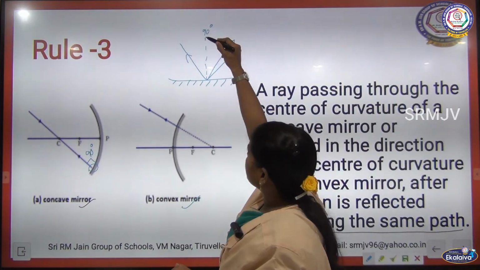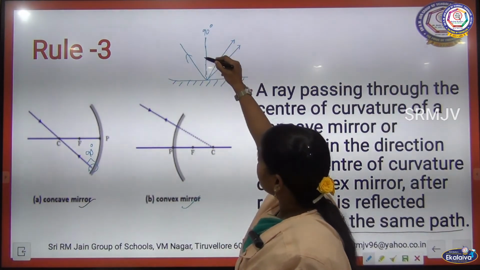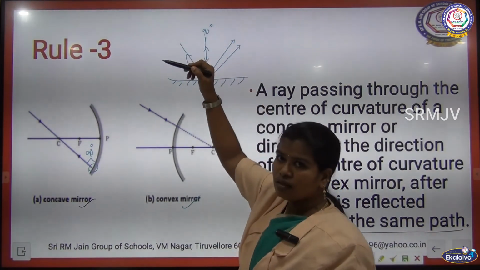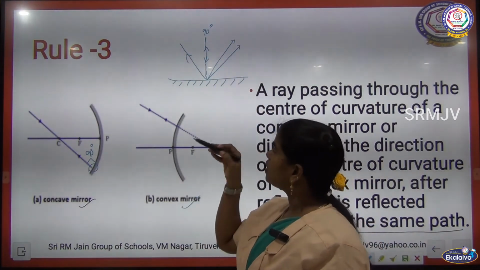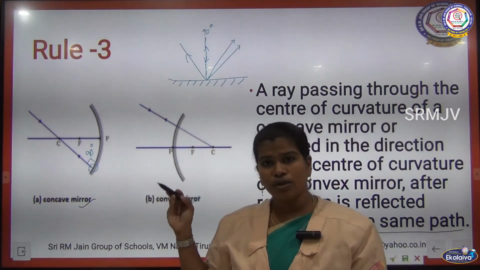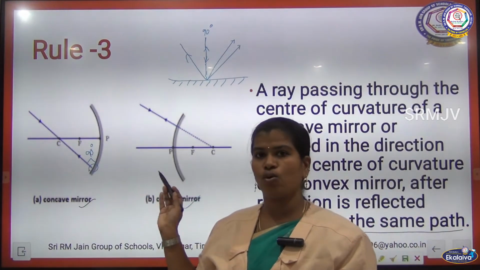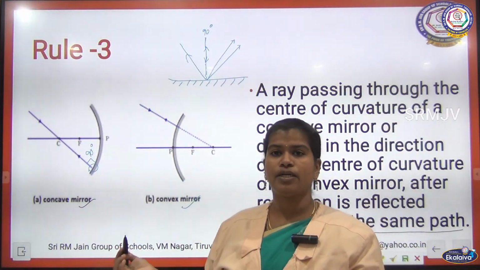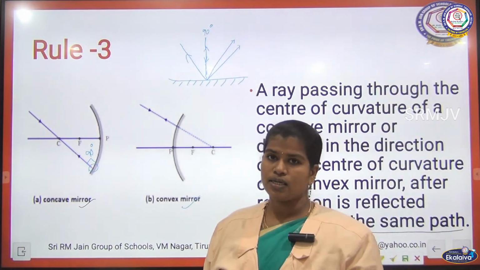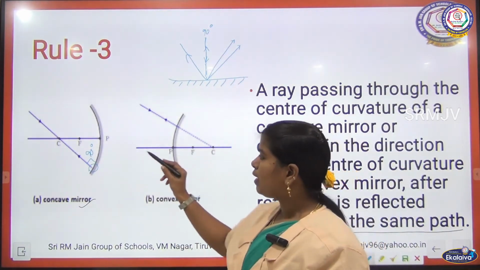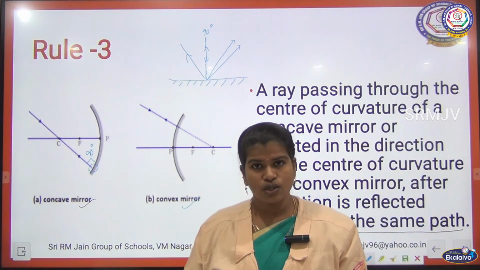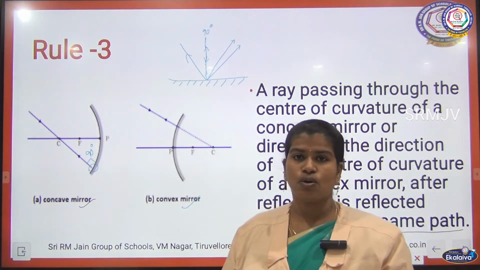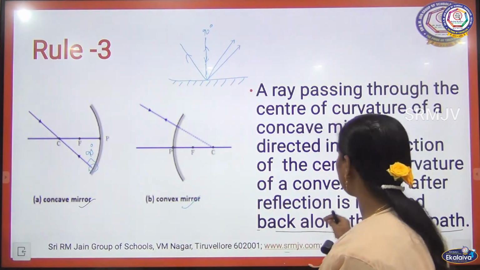Now here the ray strikes straightly in the 90 degree. So it takes back its own path. So angle between the incident ray and the normal is 0 degree over there. So it takes back its own path. Okay. So law of reflection is applicable to all the mirrors, plane mirror and as well as the spherical mirror. So that is why when the ray passes through the center of curvature or directed towards the center of curvature, it takes back its own path. Okay. Now we will switch on to the fourth rule.